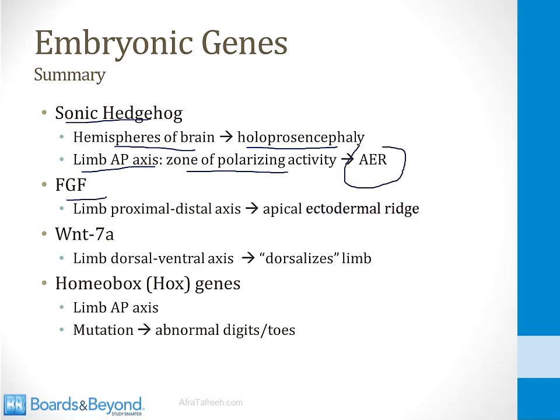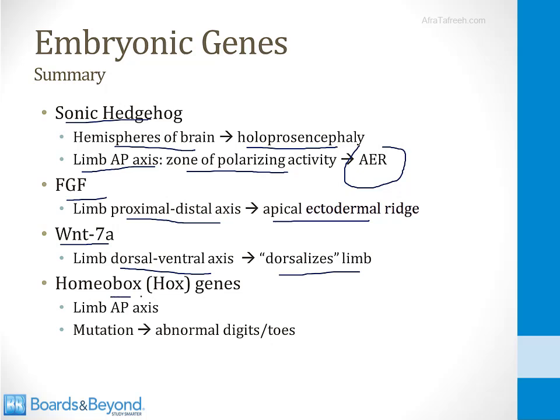Fibroblast growth factor is important for normal development of the limb along the proximal to distal axis. This gene is active in the apical ectodermal ridge. The WNT7A gene is important for normal development along the dorsal to ventral axis. This gene is what dorsalizes the limb and makes the dorsal side dorsal.